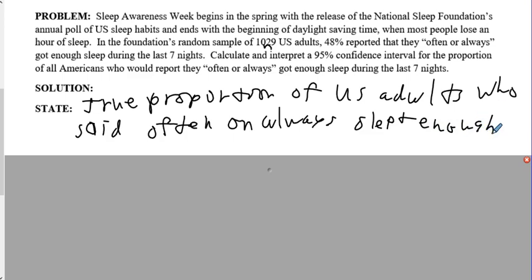Any way you want to put it. True proportion of U.S. adults who said often or always got enough sleep. Slept enough. Got enough rest. Just the general gist. Not going to grade on the order of the words or which synonyms you use. Just as long as you get the general gist that we're looking for the adults who said they got enough sleep, usually or all the time. That's what we're looking at. That's what the study is about.